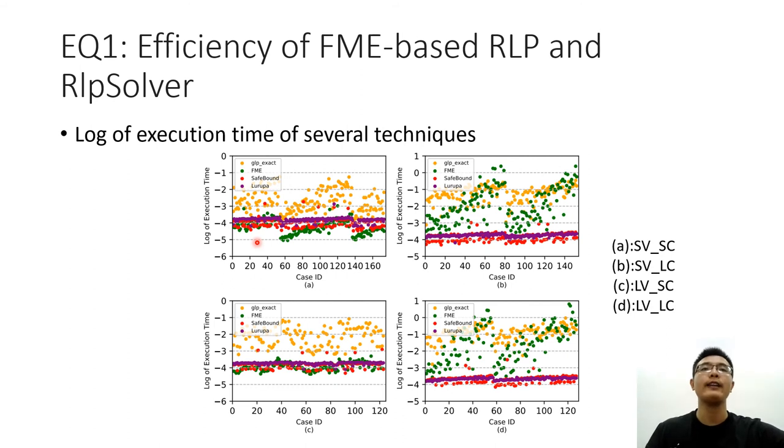About question 1, we apply FME-based RLP, safe-bound, Lulupa, and GRP-exact to solve linear programming problems in the benchmark. We use GRP-exact as our baseline. This figure shows the log of execution time of these techniques. From the figure, we can see that when the number of constraints is small, as shown in figure A and figure C, the performance of FME-based RLP is almost at the same level as safe-bound and Lulupa, even better in many cases. When the number of constraints is large, as shown in figure B and figure D, FME-based RLP costs more time than safe-bound and Lulupa, but its performance is mostly better than GRP-exact.